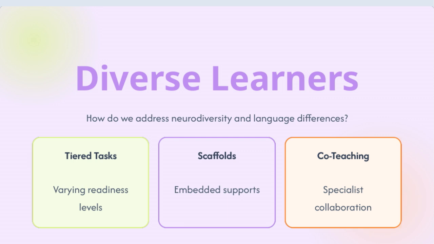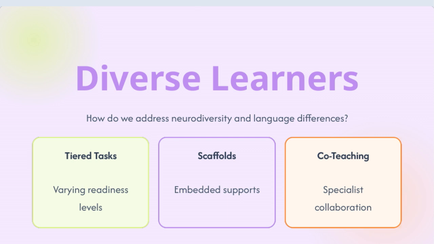Scaffolds are another key concept. These are the temporary supports we provide to help students move toward independence, gradually removing them as students gain confidence and skills. Recognizing that students have varying readiness levels is fundamental. Some may need more intensive support, while others are ready to take on more challenge. That's why tiered tasks are so effective. They offer different levels of complexity within the same activity, allowing us to meet students where they are.